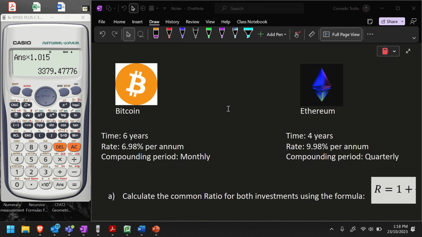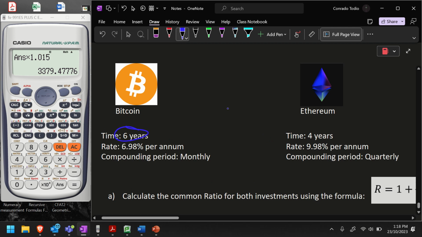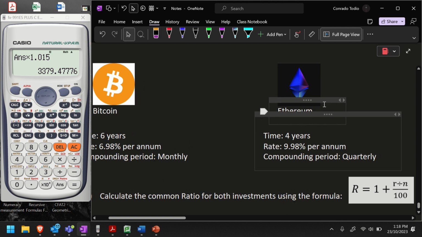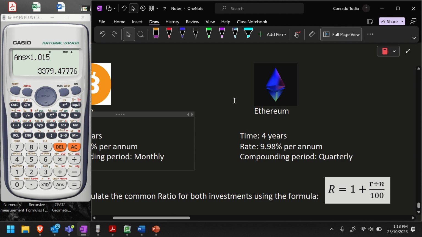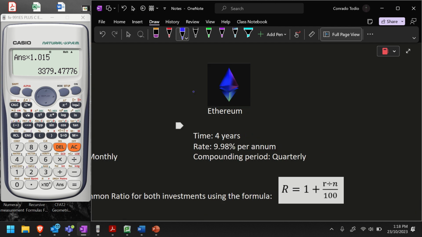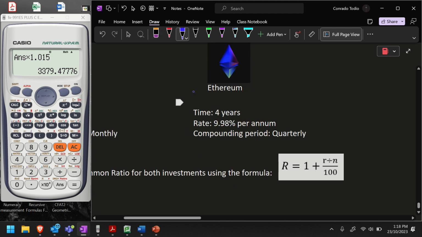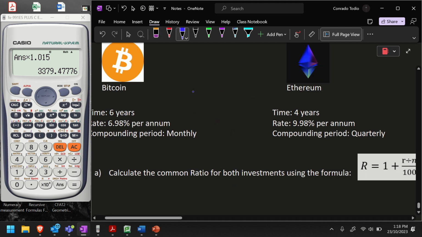So for Bitcoin, you're allowed to invest in it for 6 years. You've got a rate of 6.98 per annum. So that means per year. And it compounds monthly. Per annum means annually, that's just a term. For Ethereum, they allow you to invest for 4 years at this rate, and look at that, it's a higher rate. But what's the deal with the compounding? It's less. It's quarterly, not monthly.